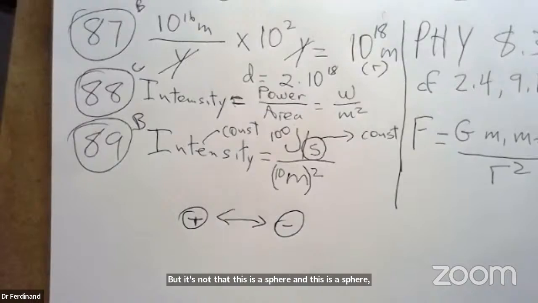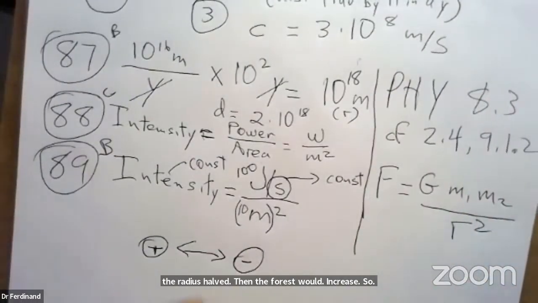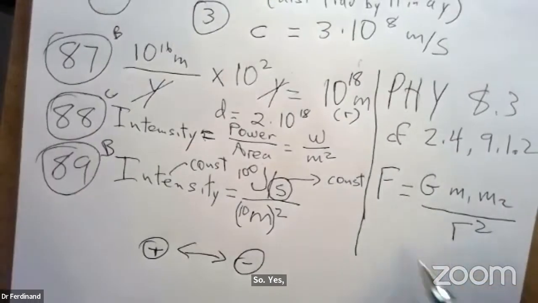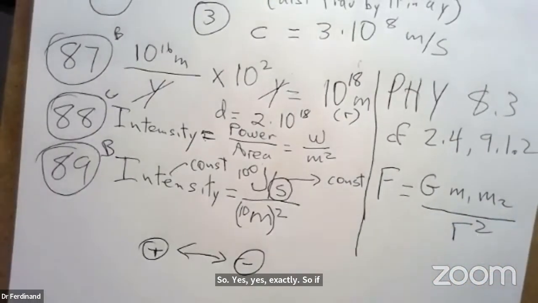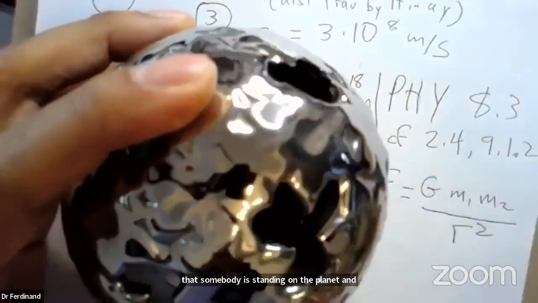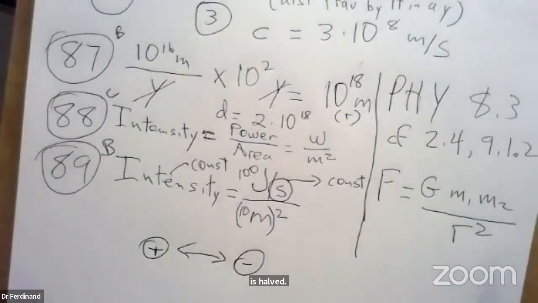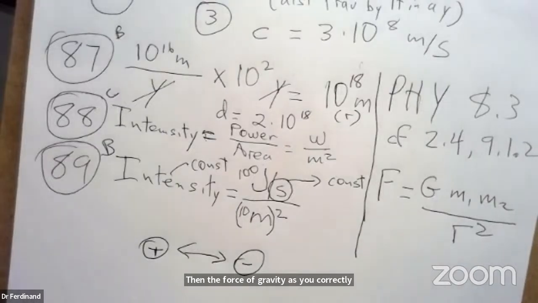Okay, so with the example you mentioned, when a person was standing on the planet and it imploded and the radius halved, then the force would increase. Yes, exactly. So if somebody is standing on the planet and the radius is halved, then the force of gravity, as you correctly deduced, would be 4 times original.